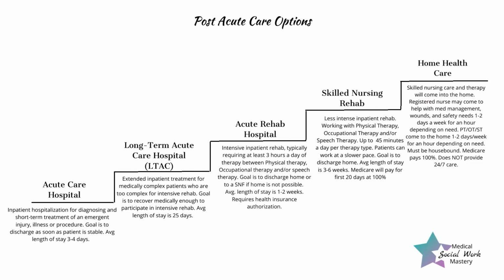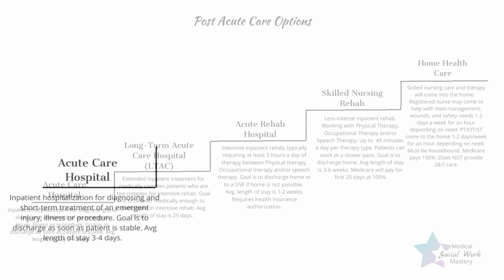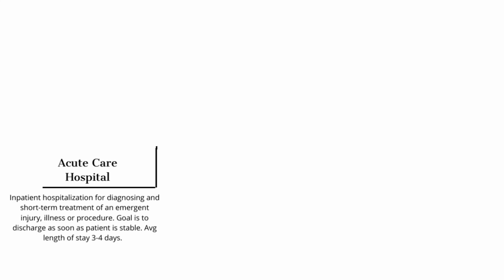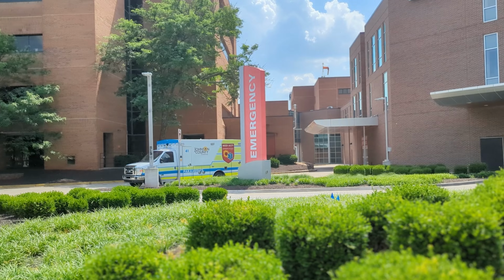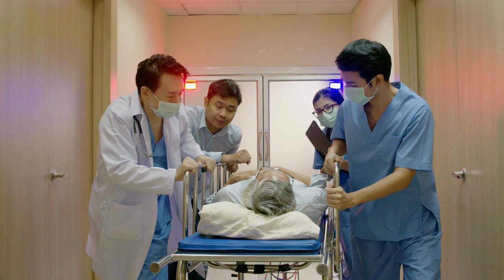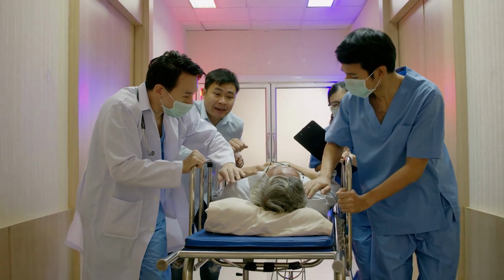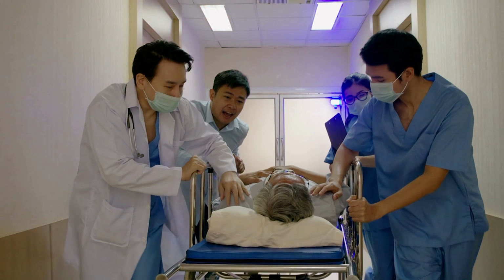This is a handout that I like to use to give my patients and families to help them visualize the different levels of care. I like to describe the levels of care as stairs. So at the beginning of the stairs, at the bottom there, is going to be the acute care hospital. That's the normal, regular hospital, the hospital that you go to for an emergency, the hospital that you go to for a surgery or for a severe illness. That's what an acute care hospital is.